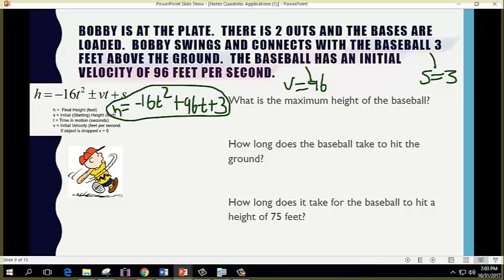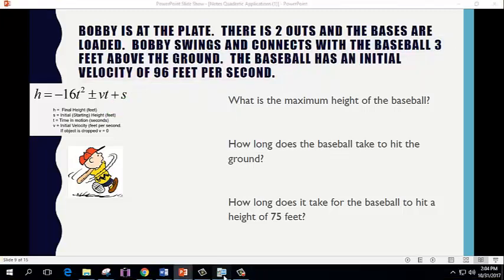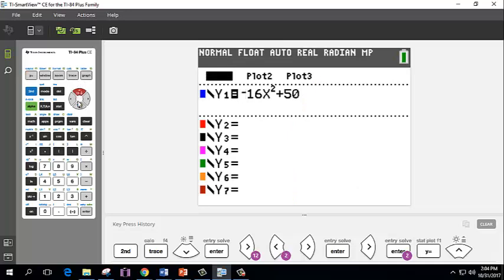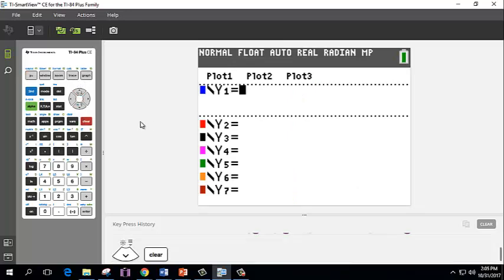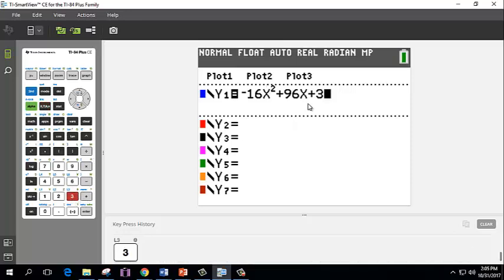Okay? So now we have our calculator. So let's grab the calculator. And I have my y equals. I'm going to clear this out and start from scratch. So now I've got negative 16 x squared plus 96x plus 3. Double check to make sure my characters are right, and I'm going to go ahead and graph it.